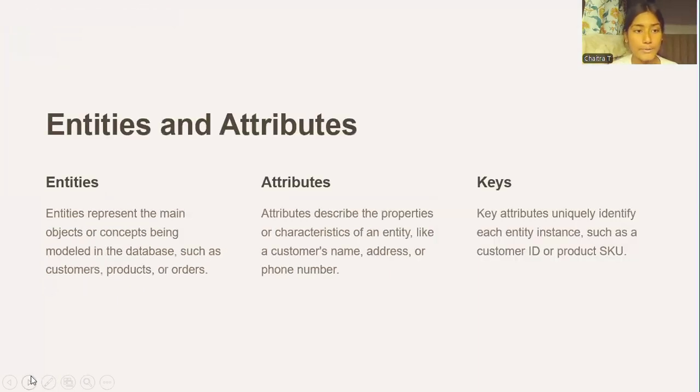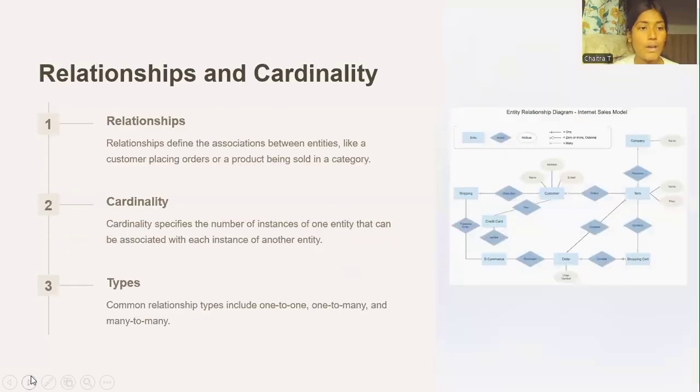Entities and attributes. Entities represent the main objects or concepts being modeled in the database, such as customers, products, or orders. Attributes. Attributes describe the properties or characteristics of an entity, like a customer's name, address, or a phone number. Keys. Key attributes uniquely identify each entity instance, such as customer ID or product ID.